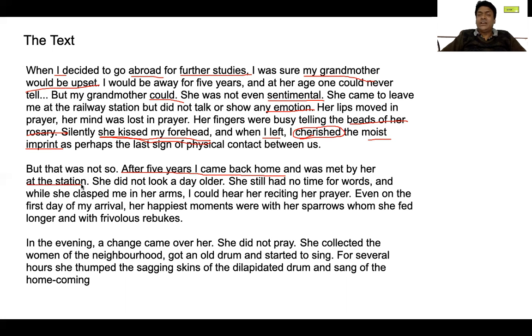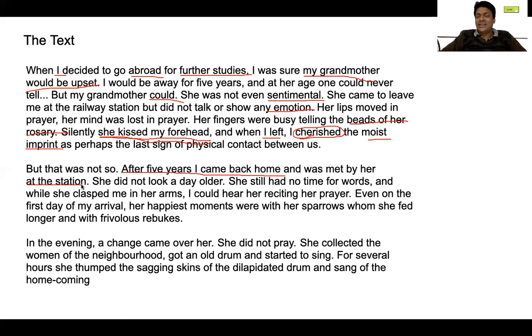So that is why the writer stated that it was considered the happiest moment for her, and that also she spent on the day with her sparrows, and she fed them longer. Longer means what? A longer time than any other day, right? And with also frivolous rebukes.